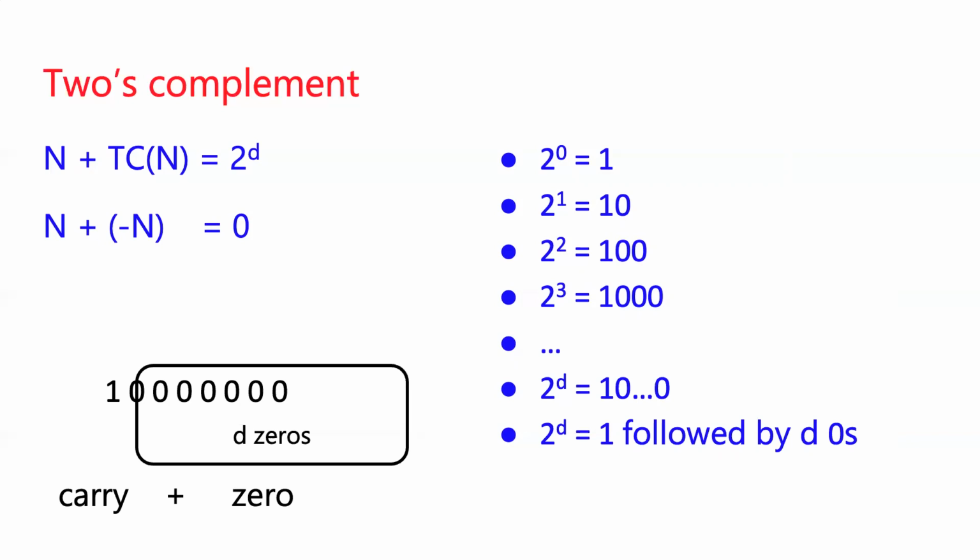Questions before we move on? So I've tried to define how 2's complement is supposed to work, and I've tried to give a little intuition about why. This top line, you can think of as a definition of 2's complement. N plus the 2's complement of n should add up to 2 to the d. And if d is the number of bits we've got in a fixed bit representation, this is the behavior we should get out of that. N plus its negation should give us 0. Questions at this point?